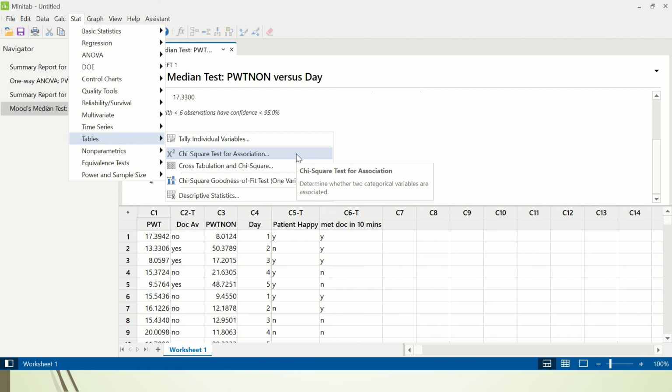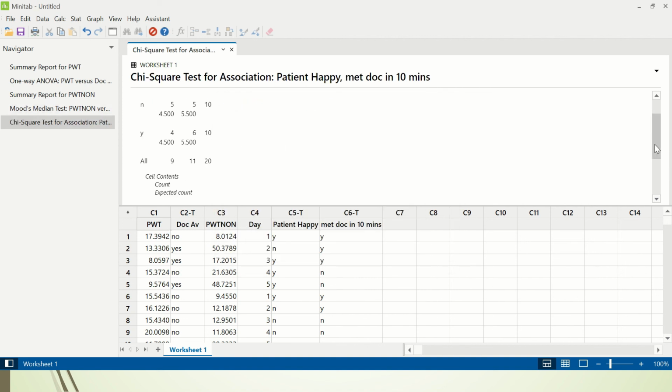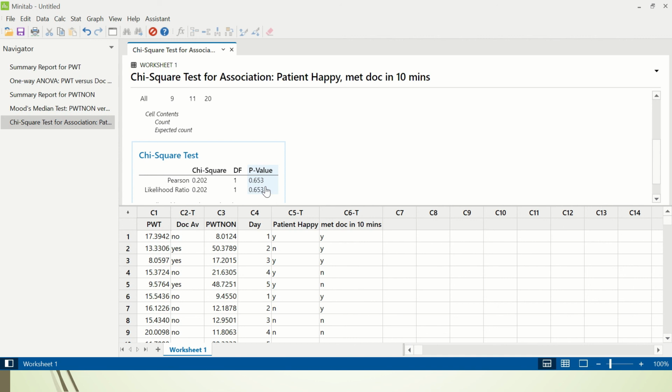And the path for that is Stat, Tables, Chi-Square Test for Association. Under rows, I will enter C5. And under columns, I will enter C6. The p-value is greater than 0.05 in this case as well. It means meeting the doctors in 10 minutes doesn't really impact the happiness of the patient or satisfaction level of the patients in the hospital. That could be one of the factors, but it is not the only factor.